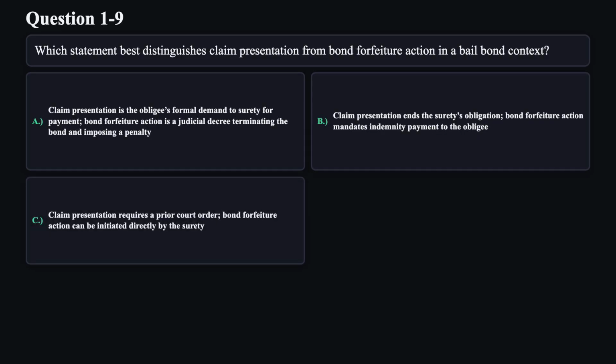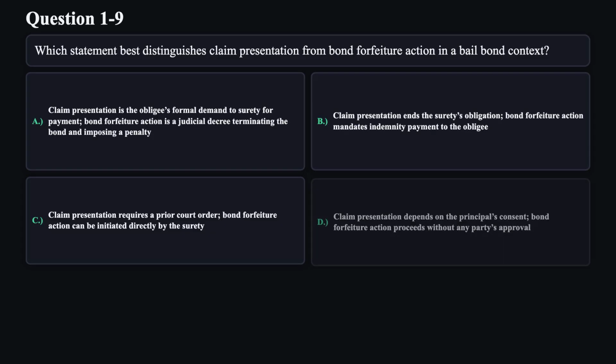C. Claim presentation requires a prior court order. Bond forfeiture action can be initiated directly by the surety. D. Claim presentation depends on the principal's consent. Bond forfeiture action proceeds without any party's approval.